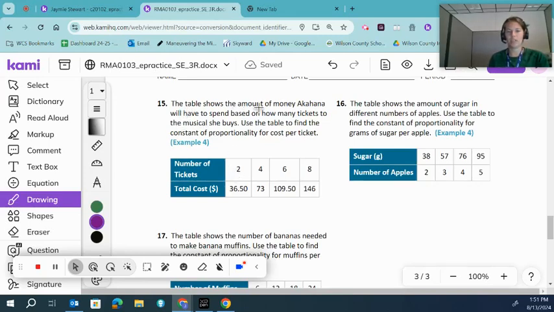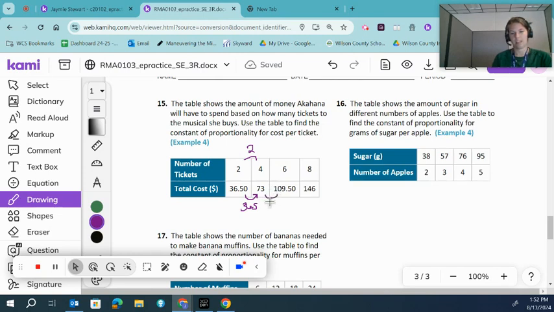It says the table shows the amount of money Akahana will have to spend based on the amount of tickets to the musical she buys. Use the table to find the constant of proportionality for cost per ticket. Okay, so we have $36.50 for 2 tickets, $73 for 4 tickets. So first let's make sure this is a proportional relationship. Okay, so 73 minus 36.50, and that's 36.50 for 2 tickets.